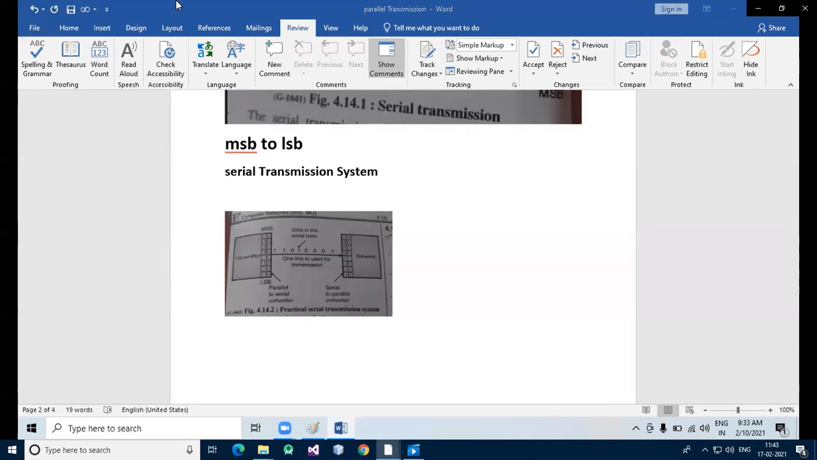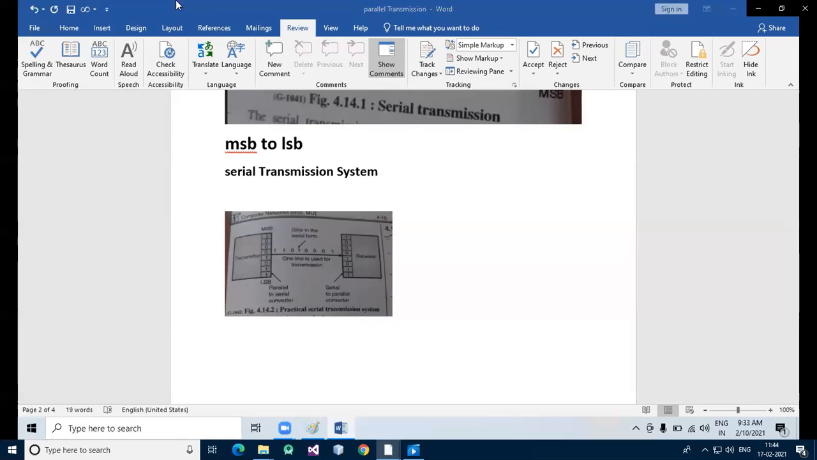There is also a reduction in cost due to the smaller number of conductors. The disadvantage is that the speed of data transfer is low, as only one bit is sent at a time. Because of the single wire, the speed of data transmission will of course be low. To increase the speed of data transfer, it is necessary to increase the clock frequency. So this is the disadvantage of the serial transmission system.